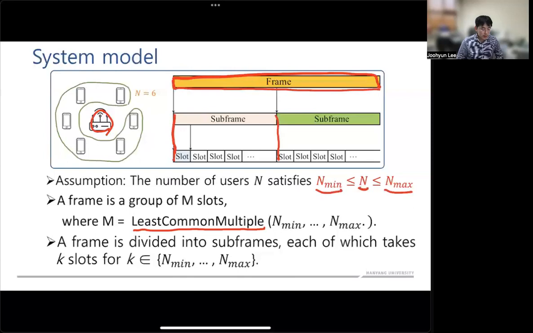And each frame is divided into subframes, and each subframe has the number of slots as k, where k is some number between n min and n max. Okay. And later, the action that each user can take is defined to be one specific slot in a subframe to transmit. Okay.